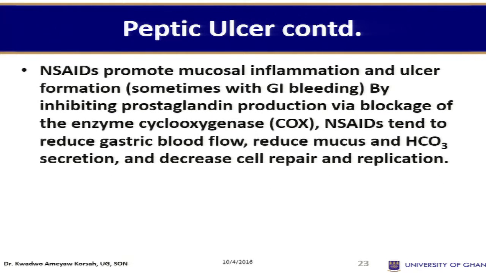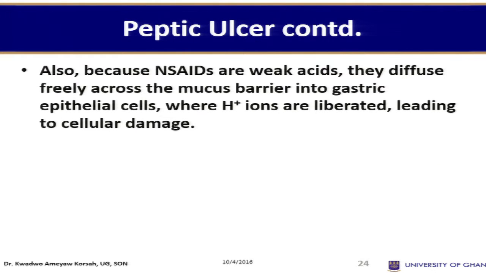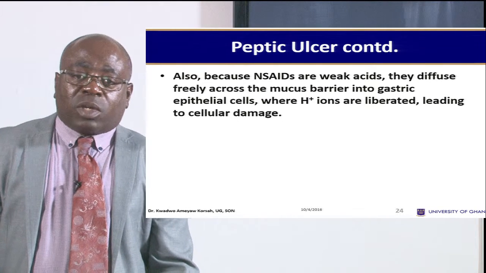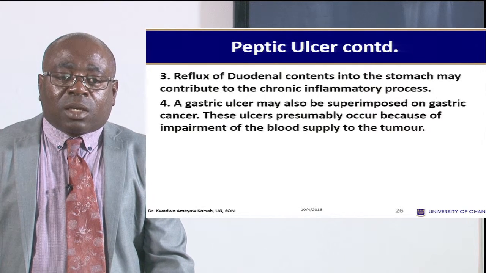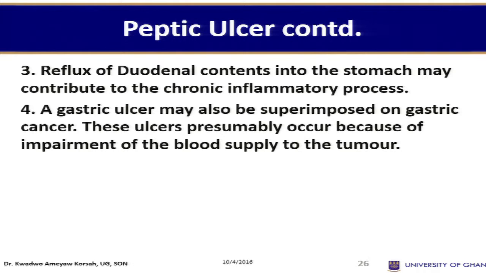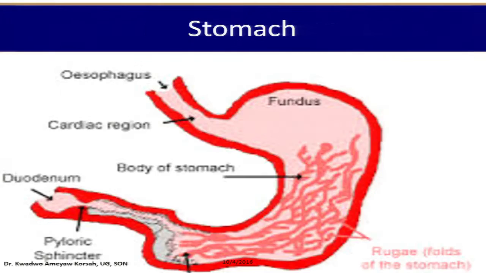these can disrupt the protective effects of the GIT, and that can also lead to inflammation and hyperemic areas as a result of acid contact with the GIT. And so acid in general may be the possible cause, but if the acid is able to overcome the protective effects of the GIT, that is where the problem occurs. So we have a reflux of the duodenal contents, and a gastric ulcer may also be superimposed on gastric cancer. And then here are the possible areas on the diagram.